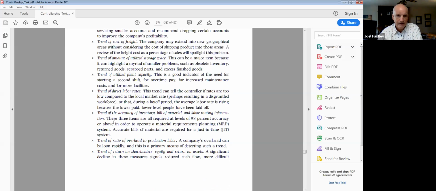Look at the one down there, the third one from the bottom. Trend of the accuracy of inventory, bill of material, and labor routing information. These three items are all required at levels of 98% accuracy or above in order to operate in materials requirement planning. Accurate bills of material are required for just-in-time. That's if you have a just-in-time system.